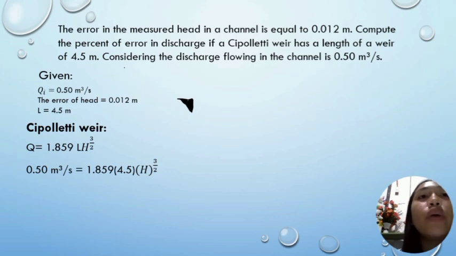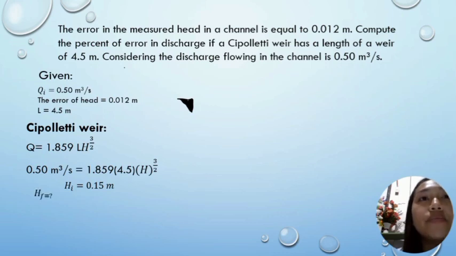So 0.50 cubic meter per second is equal to 1.859, the value of L, times 4.5 and H raised to 3 halves. So our initial head is 0.15 meter.